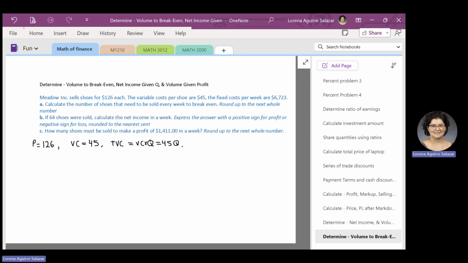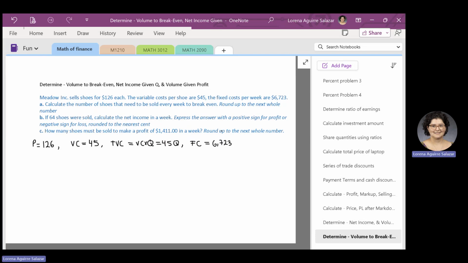Next, we have fixed costs, or FC. Fixed costs are, according to the statement, $6,723. Fixed costs are costs that remain the same regardless of the number of items produced to sell. They are calculated for a specific time period, in this case per week, and are based on the production of a predetermined quantity of products for that period.